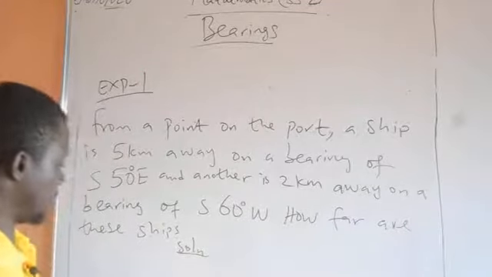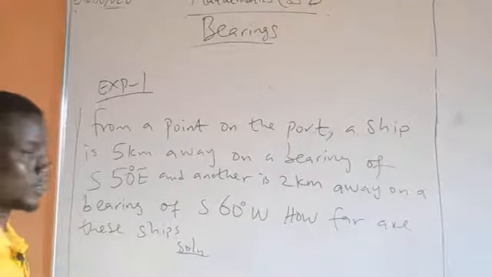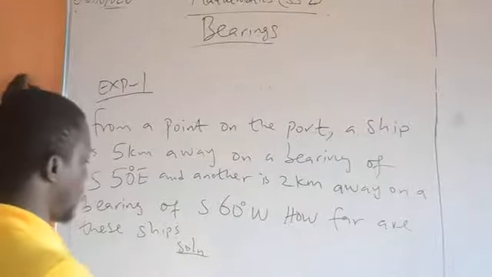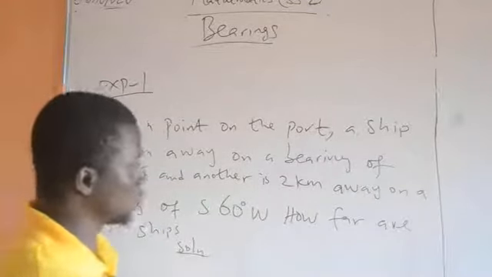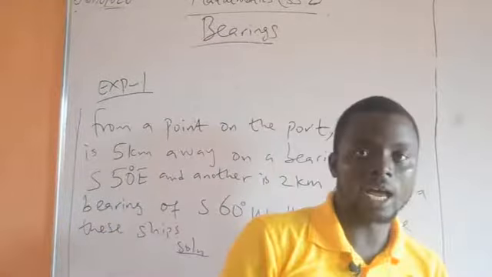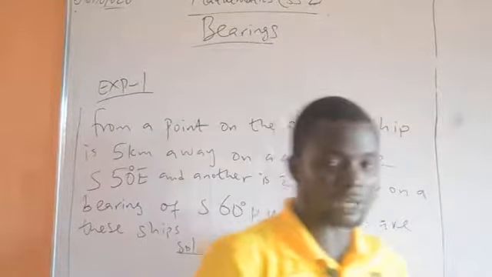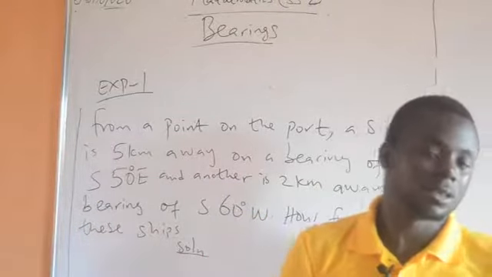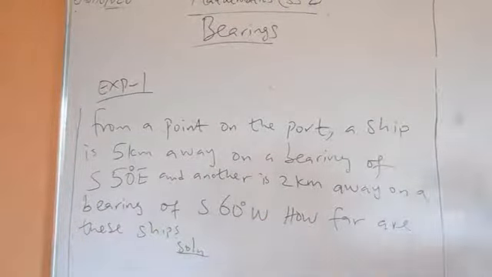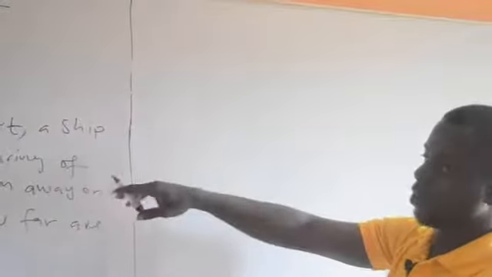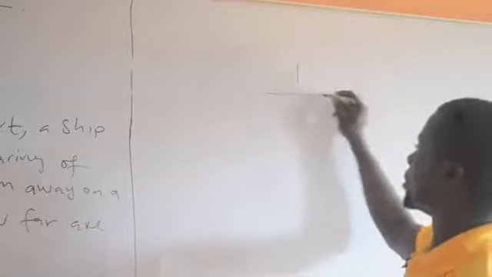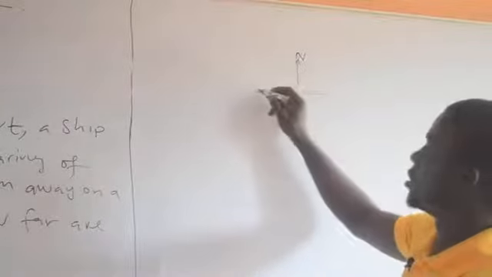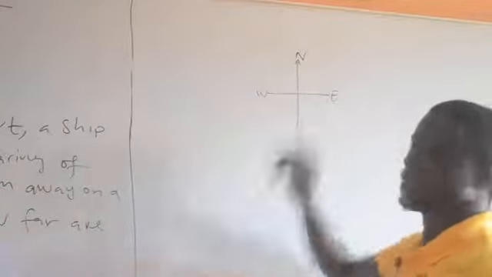Alright, so let's look up, students. Hope you are watching. Pay attention. You begin to sketch the points. I like to draw the diagram this way so that your eyes can see it clearly. Let's use this side for the diagram. From a point on the port, a ship is 5 kilometers away on a bearing of south 50 degrees east. So let's draw the four cardinal points. This is north, this is west, the east, and the south.